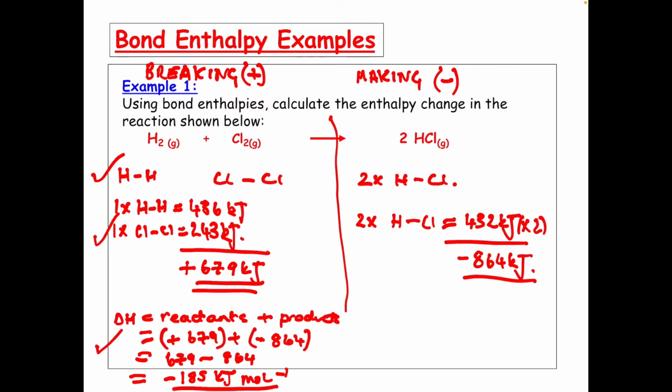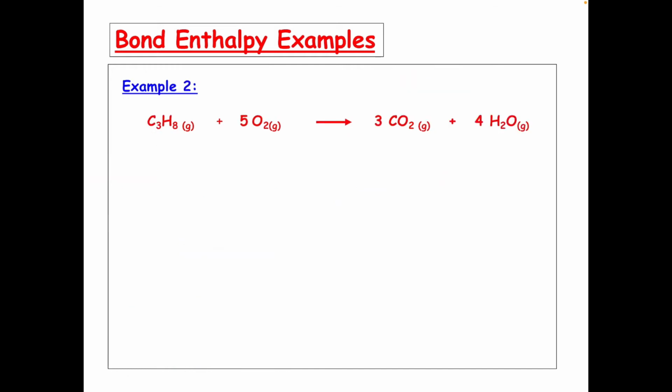And then you use the equation delta H equals reactants plus products, and then you're putting those enthalpies in there, okay? Remember, if it's negative, then if you go a plus, a negative, it's the same as taking away. So I just simplified that for you here, and that gives us a minus 185 kilojoules per mole. Then I'm going to give you another example here, just so that we can practice, okay?